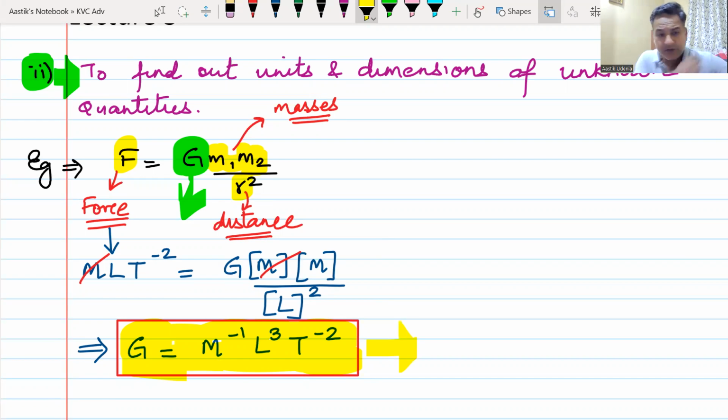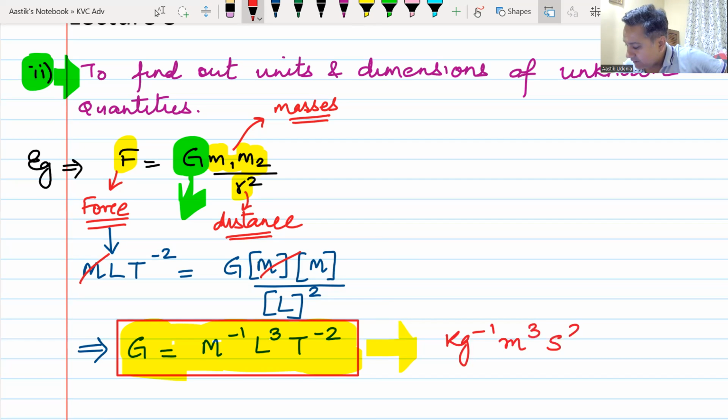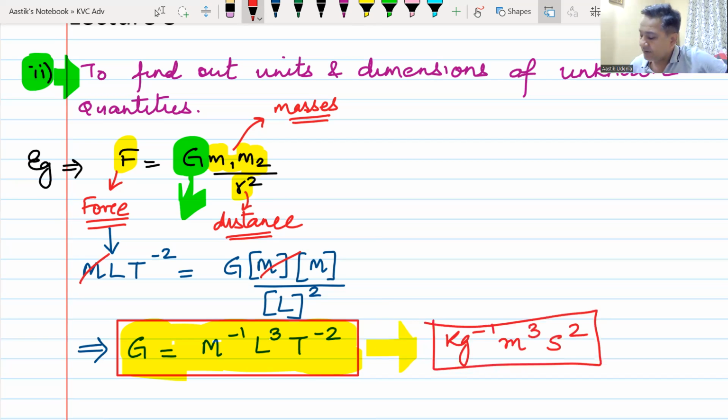Okay. Now, once you have the dimension, you can write the unit as well. The SI unit of mass is kg. So you can write kg raised to the power minus 1. The SI unit of length is meter. So I can write meter cube. The SI unit of time is seconds. Second square. So you can also write it in this fashion.